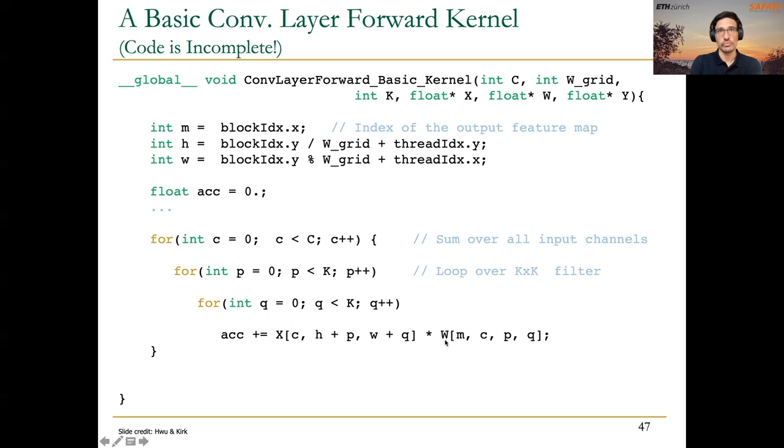And then for each of the channels, we have to loop over the K by K filter in order to perform these partial multiplications of one element of the input feature map X times the corresponding element of the filter or the mask, and accumulate in this accumulator. After we are done with all these loops, we accumulate in the corresponding location in the output feature map.